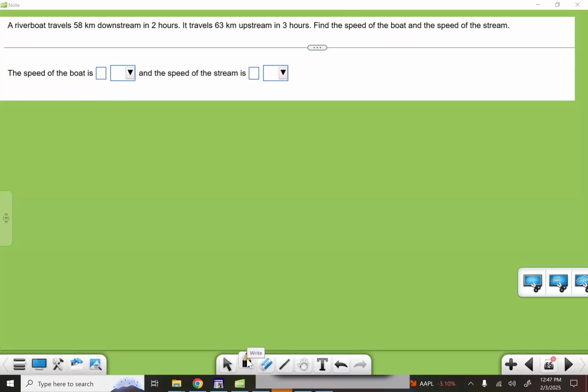All right, let's take a look at number 22. A riverboat travels 58 kilometers downstream in 2 hours. It travels 63 kilometers upstream in 3 hours. Find the speed of the boat and the speed of the stream. All right. Well, we have two cases, one where we're going downstream and one trip where we're going upstream.